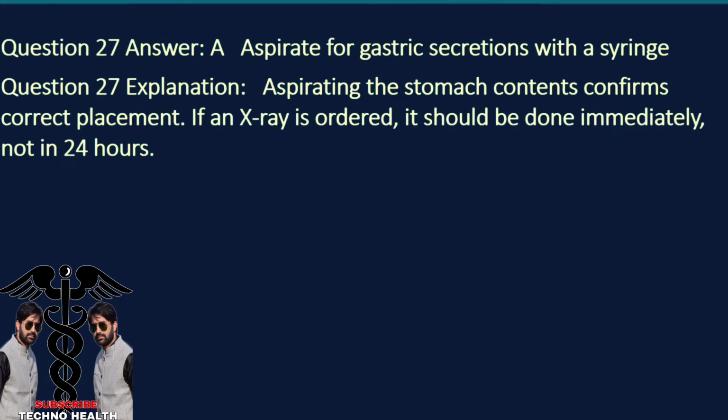Question 27 Answer: A. Aspirate for gastric secretions with a syringe. Question 27 Explanation: Aspirating the stomach contents confirms correct placement. If an X-ray is ordered, it should be done immediately, not in 24 hours.